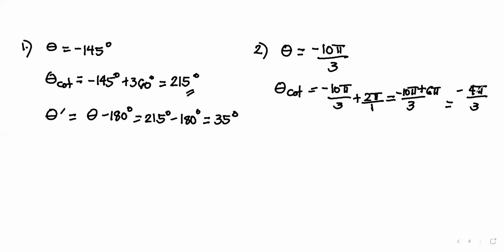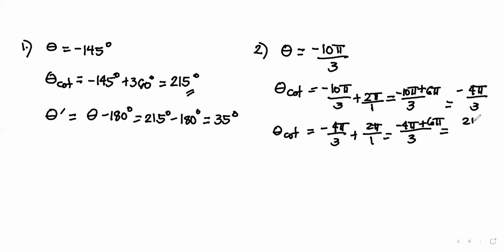The coterminal is still negative, so we just continue. Get the coterminal of negative 4 pi over 3. Again, we add 2 pi, with LCD which is 3. 3 divided by 3 is 1 times negative 4 pi, plus 3 divided by 1 is 3 times 2 pi, which is 6 pi. Then simplify. Negative 4 pi plus 6 pi is 2 pi over 3. So therefore, the coterminal is 2 pi over 3.